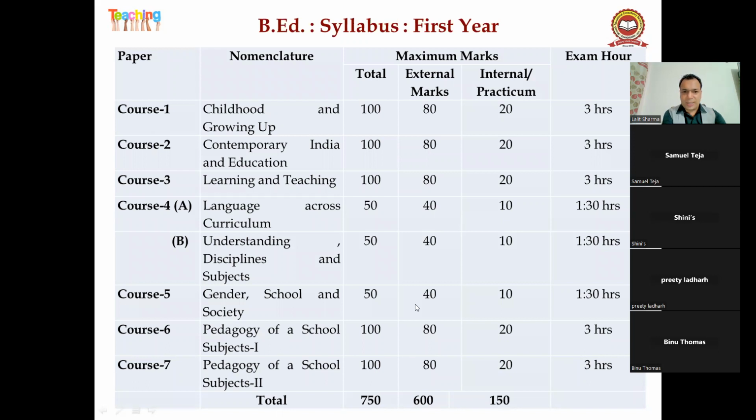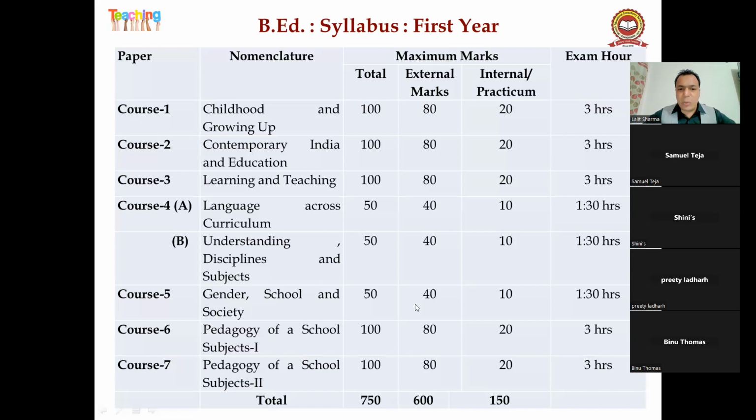Guys, the third paper is learning and teaching, again 100 marks divided into 80 and 20. Paper 4, you must know, is divided into 2 parts, paper 4A and paper 4B. 4A talks about language across curriculum and 4B talks about understanding discipline and subject. This paper is of 1.5 hours duration, and the same day it would happen, right? The question paper comes of 50 marks, theory 40 marks and 10 marks for internal assessment. Similarly, 4B, understanding discipline and subject, is 40 and 10.